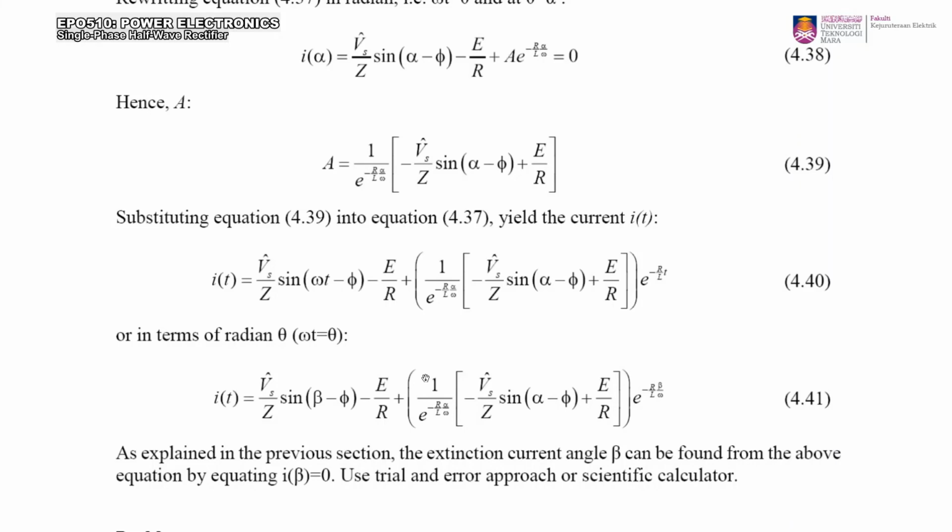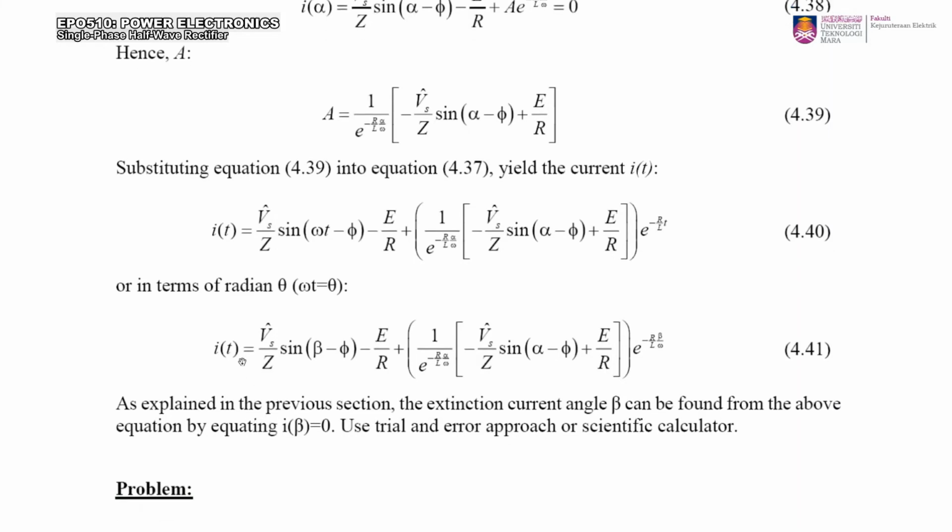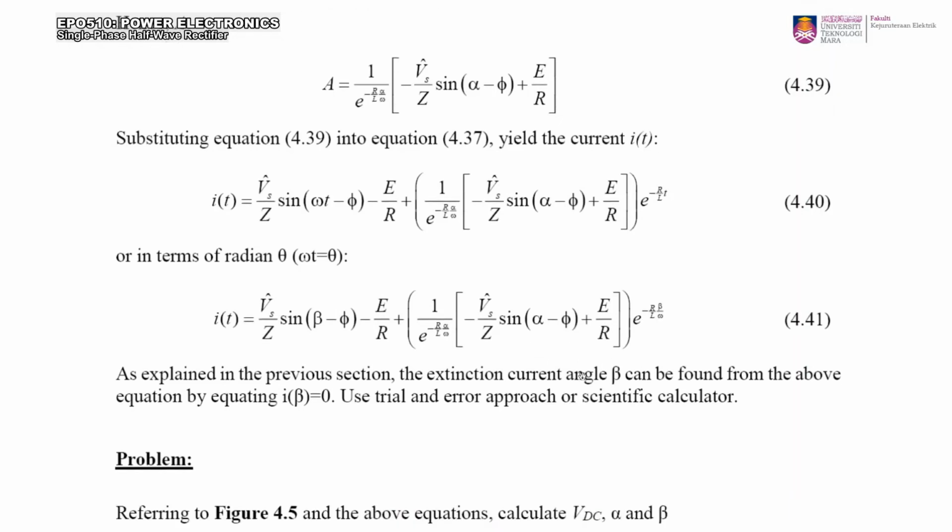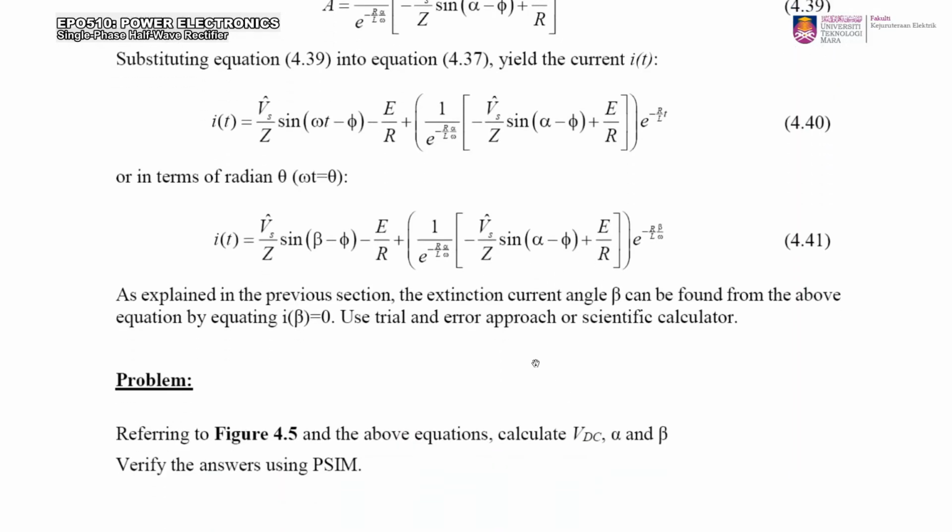So if you want to find beta, you need to change this, this should be theta, right? This is not t, but this is theta here. I need to correct that. Okay, so I(theta) equals Vp over Z sine beta and the rest. So you can test this equation and try to simulate and then verify your answers.